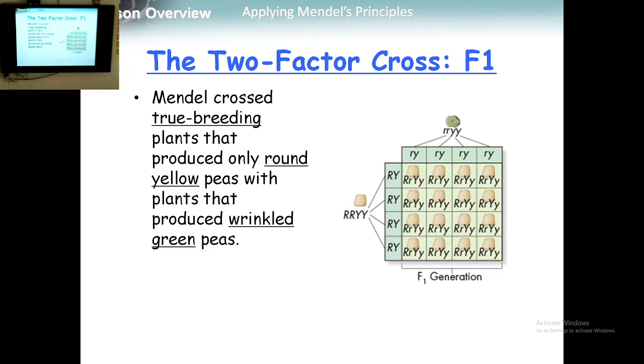This is an example of a two-factor cross or dihybrid cross. In this experiment, Mendel studied round yellow peas. Round yellow is the dominant, and wrinkled green is the recessive. So look at the picture here. This is round yellow, the shape of the pea seeds, and this is green wrinkled seeds. So again, R capital for round, R small for wrinkled, Y capital for yellow, and Y small for green. This is how he found the mating. We will do the mating after a while.